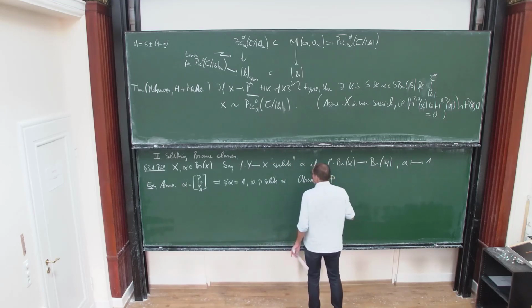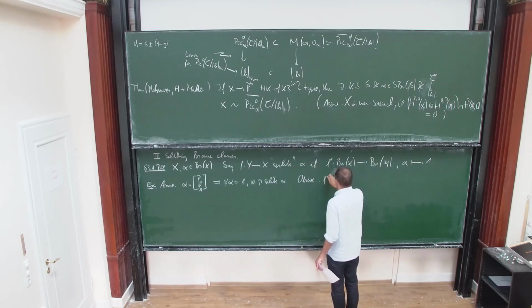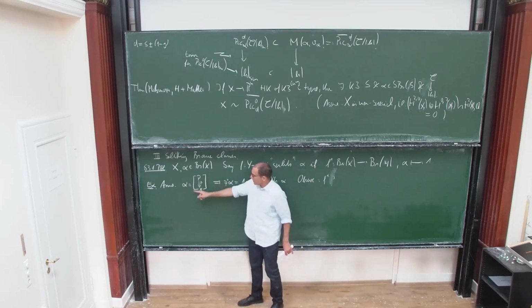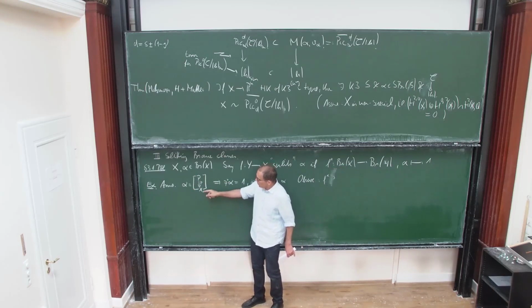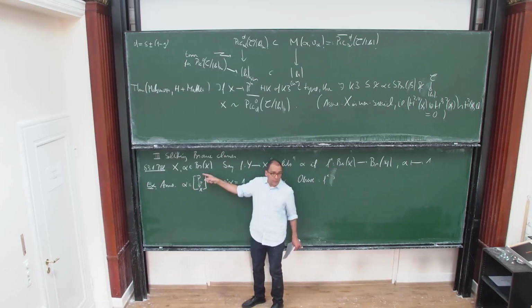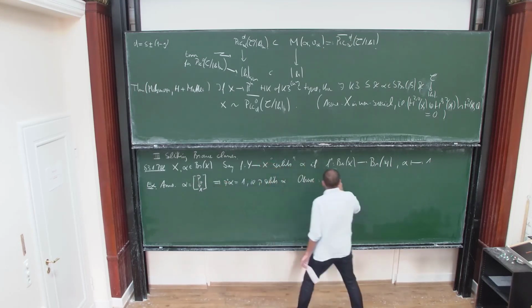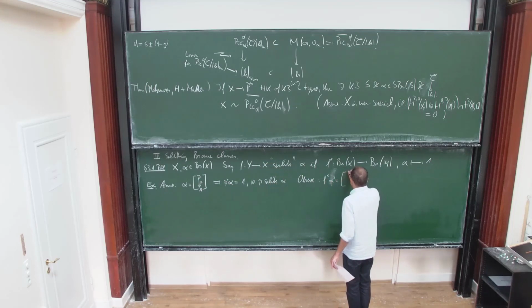So for this, you observe the following. What is the pullback of alpha? If alpha is represented by this Brauer-Severi variety, the pullback of alpha will be represented by the pullback of the Brauer-Severi variety. What's the pullback of the Brauer-Severi variety on itself? Well, this is just the fiber product of P with itself over X.